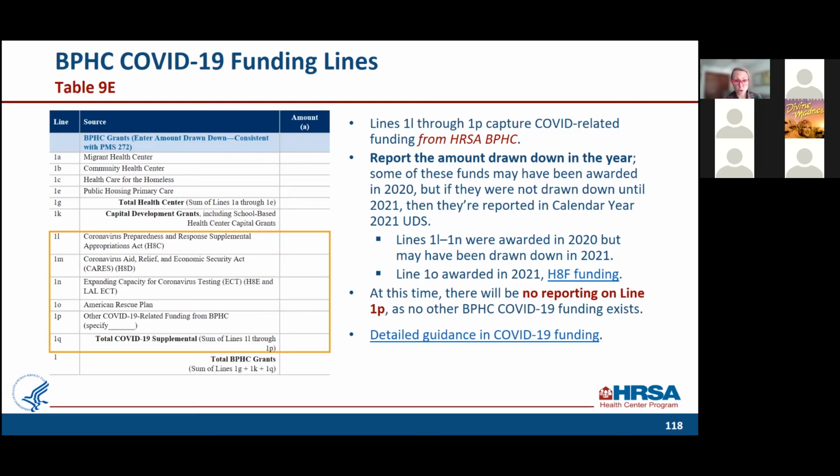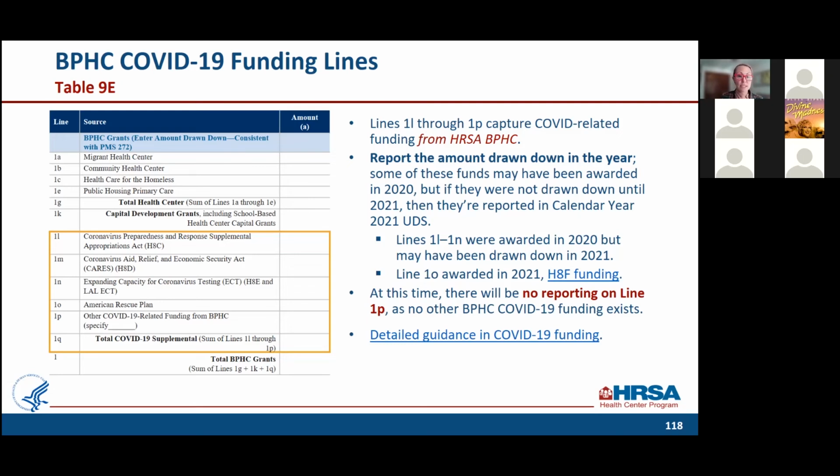Line 1O is the American Rescue Plan grant funding, which was received by all health centers, those 303 funded and lookalikes. It's expected that all health centers will report dollars in this line. In line 1P, other COVID-19 related funding from Bureau of Primary Health Care, and then specify. The Bureau of Primary Health Care has not awarded additional COVID grant funding, so no revenue should be reported in this line. Again, that's 1P.